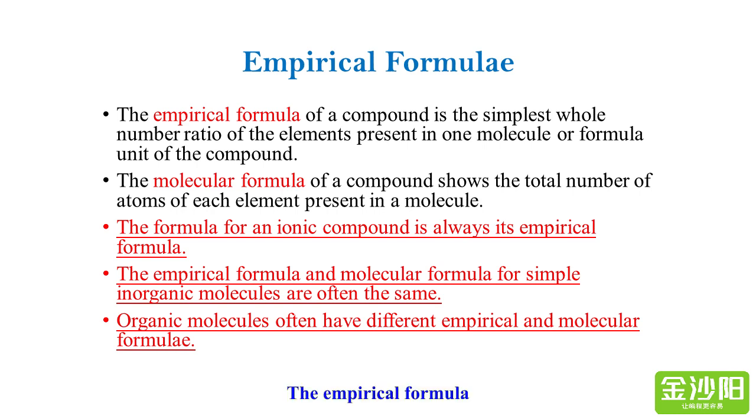The empirical formula of a compound is the simplest whole number ratio of the elements present in one molecule or formula unit of the compound. The molecular formula of a compound shows the total number of atoms of each element present in a molecule. Here are some rules. The formula for an ionic compound is always its empirical formula. The empirical formula and molecular formula for simple inorganic molecules are often the same. Organic molecules often have different empirical and molecular formulae.